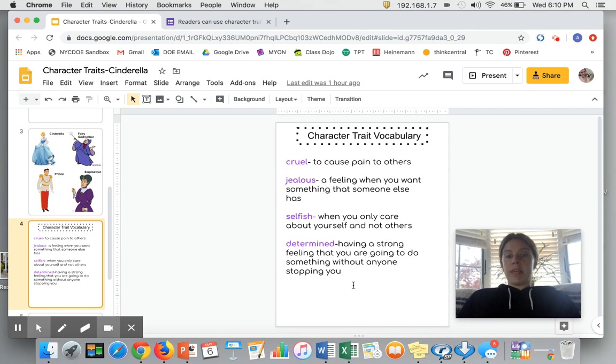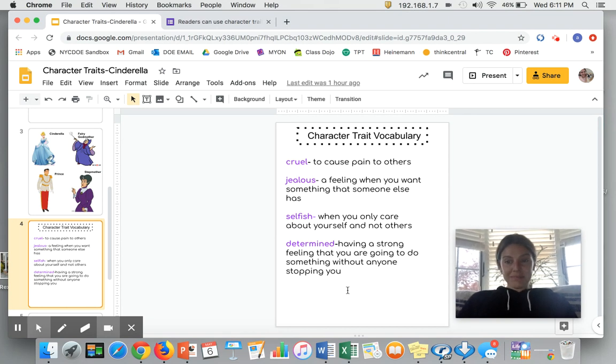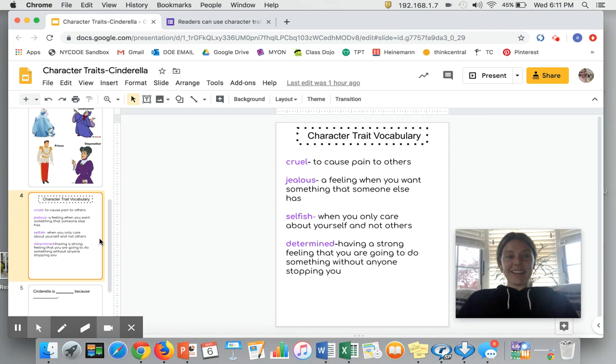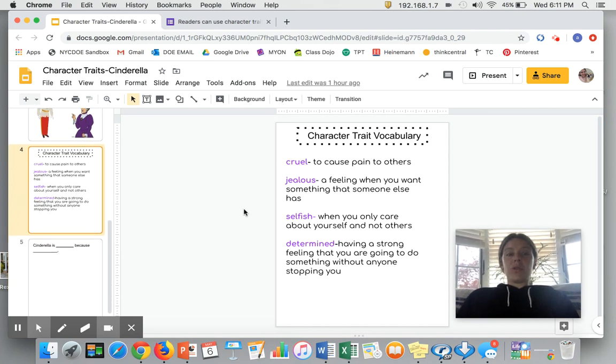And then determined. Determined means having a strong feeling that you're going to do something without anyone stopping you. You are determined to do that. Nothing is going to stop you. Can you think of any characters in Cinderella that are determined? I bet you can. Okay. So those are some character traits that I wanted to give you the definition of in case you didn't know what these words meant, because you are going to see them in your assignment.